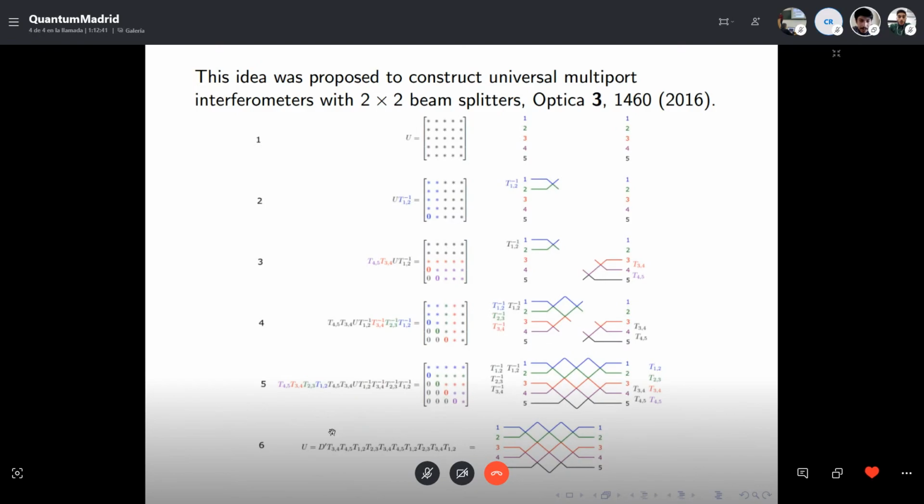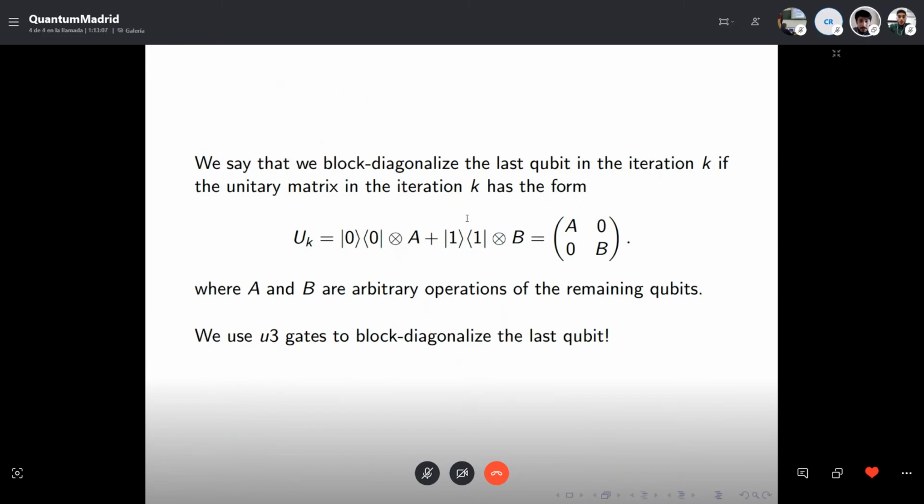So I try to do something similar, but exploiting the tensor product structure of the space, because we have local qubits. It is a system very different from this one, where the beam splitter acts on two rows or two columns of the matrix. In our case, we have block matrices. So I try to block diagonalize one qubit in order to iteratively diagonalize the matrix. Here I define a block diagonal matrix that has this form. A and B are arbitrary operations on the remaining qubits. So the idea of my protocol is to use the U3 gates to try to block diagonalize the operation, in order to find the matrices L and R to later construct the unitary matrix.